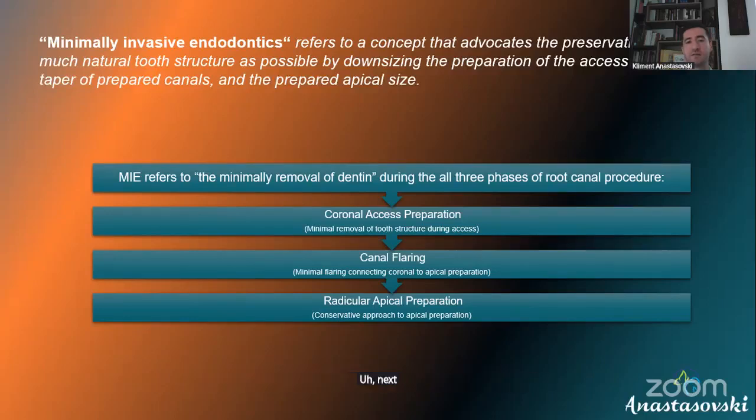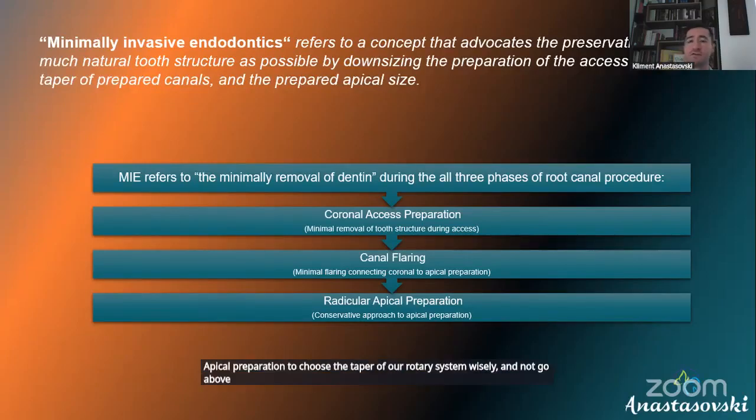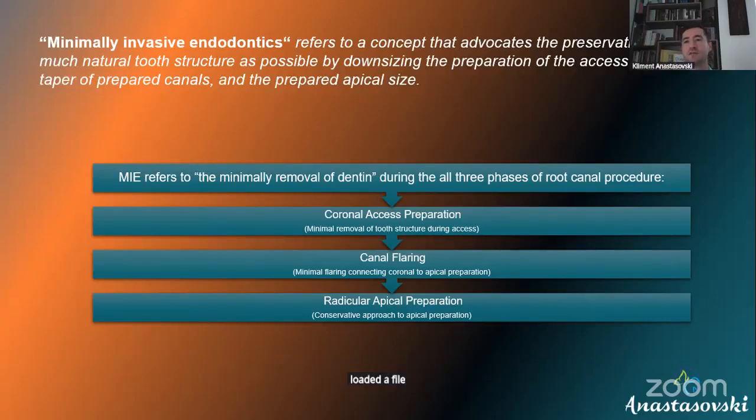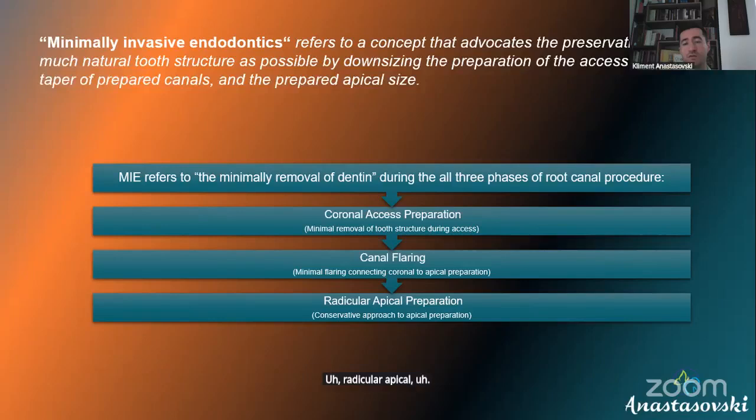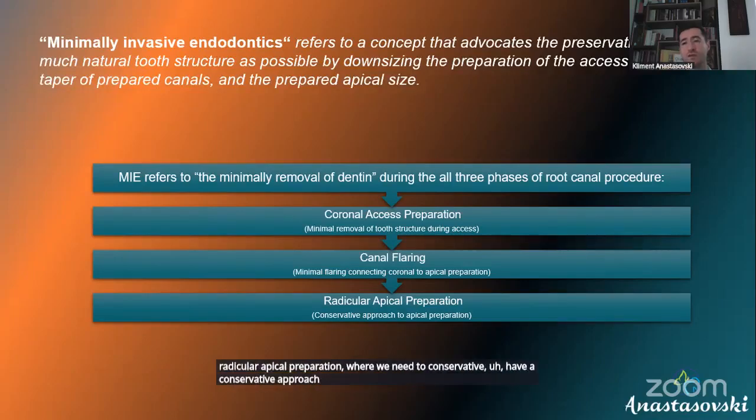Next is the canal flaring. We need to be careful to be minimal in flaring, connecting the coronal to the apical preparation, to choose the taper of our rotary system wisely and not go above 6% taper, or maybe to use 4% taper rotary files as the most ideal in minimally invasive endodontics, and also the radicular apical preparation, where we need to have a conservative approach to the apical preparation, or to keep the apical foramen as small as practical.